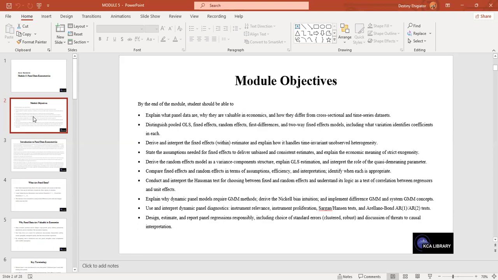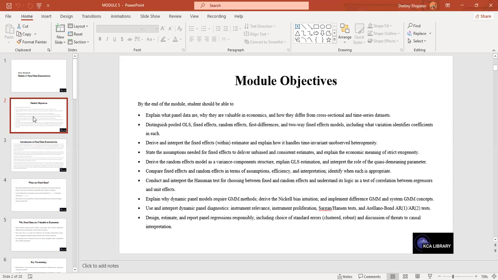Derive the random effect model as a variance component structure, that is, explain GLS estimation. Compare fixed effect and random effect in terms of assumption, efficiency, and interpretation. Conduct and estimate the Hausman test for choosing between fixed and random effect and understand its logic as a test of correlation between regressors and unit effect.